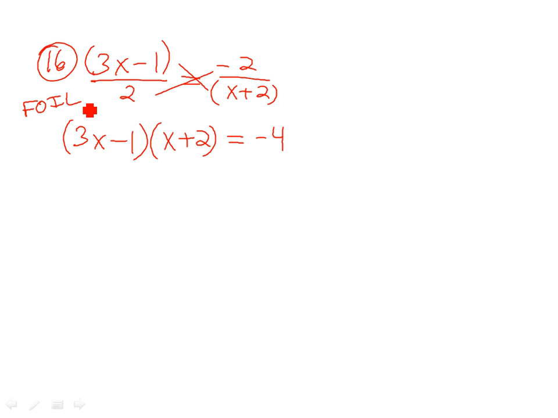Set it up with parentheses. That's a header. So what we're going to do first, FOIL, first terms. 3x times x gives you what? O stands for what?